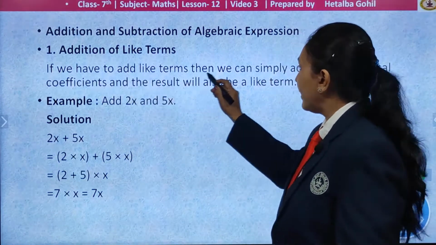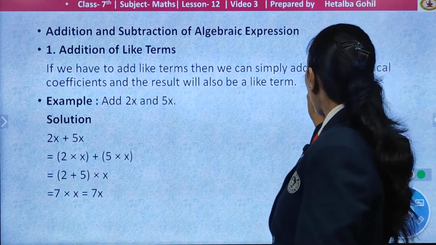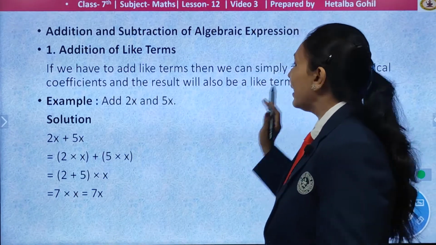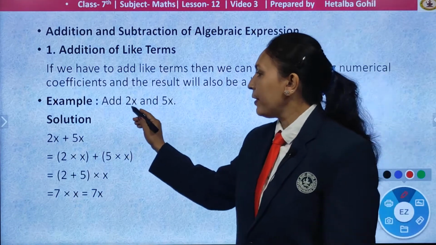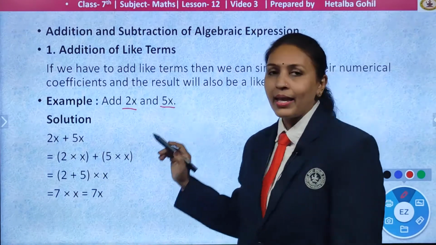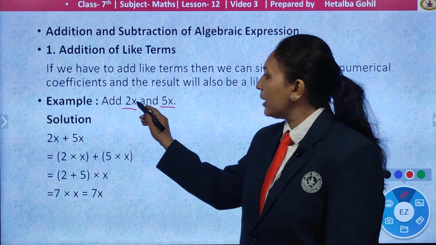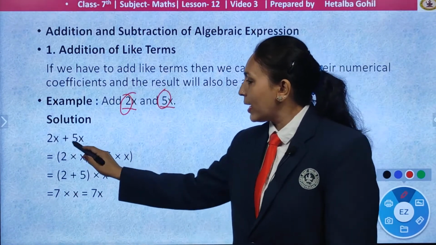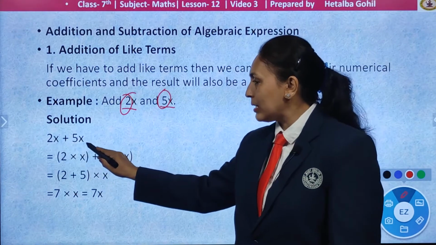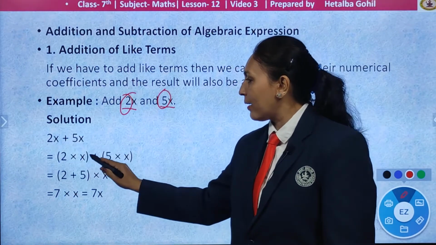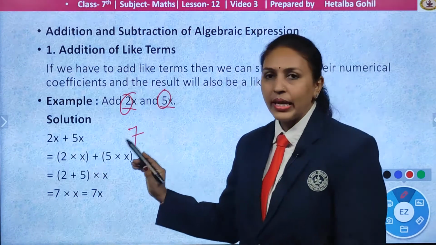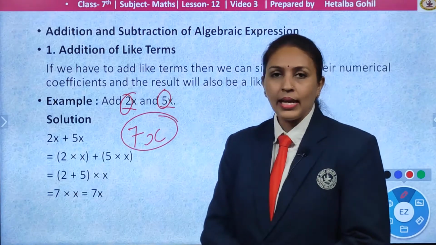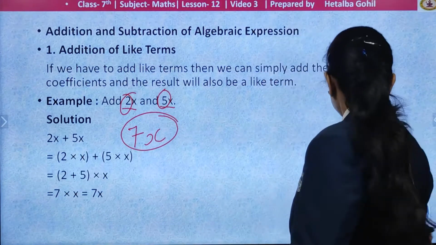If we have to add like terms, then we can simply add their numerical coefficients and the result will also be a like term. For example, if we have to add 2x and 5x, only the numbers, that is 2 and 5, we have to add here. You can see here 2x plus 5x, only the numbers 2 plus 5 we get 7, children, and the variable will always remain the same, that is x. So you get your answer as 7x.